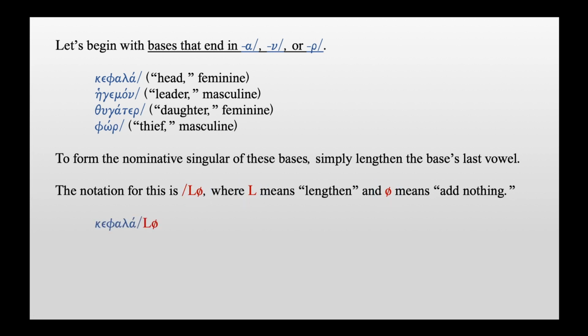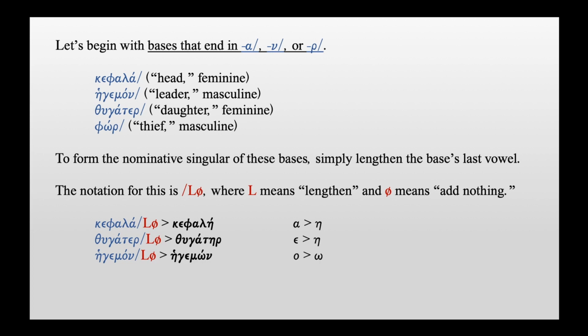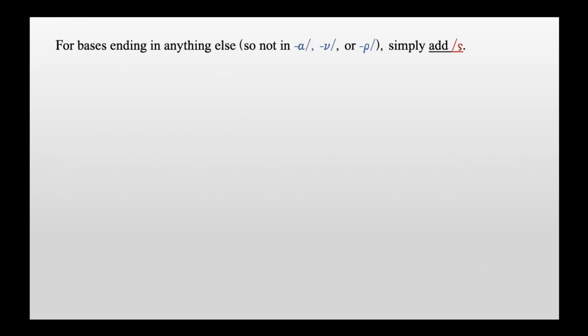The notation for this is L0, where L means lengthen and 0 means add nothing. So kephala, lengthen 0, becomes kephale, where alpha lengthens to eta. Thugater, lengthen 0, becomes thugater, where epsilon also lengthens to eta. Hegemon, lengthen 0, becomes hegemon, where omicron lengthens to omega, and klop, lengthen 0, becomes klop, because omega can't get any bigger. For bases ending in anything else, so not in alpha, nu, or rho, simply add sigma.